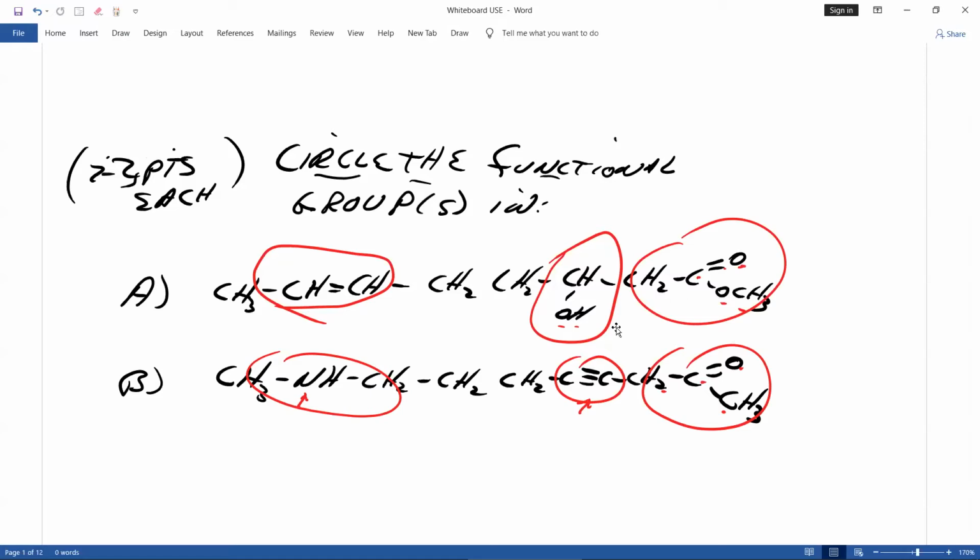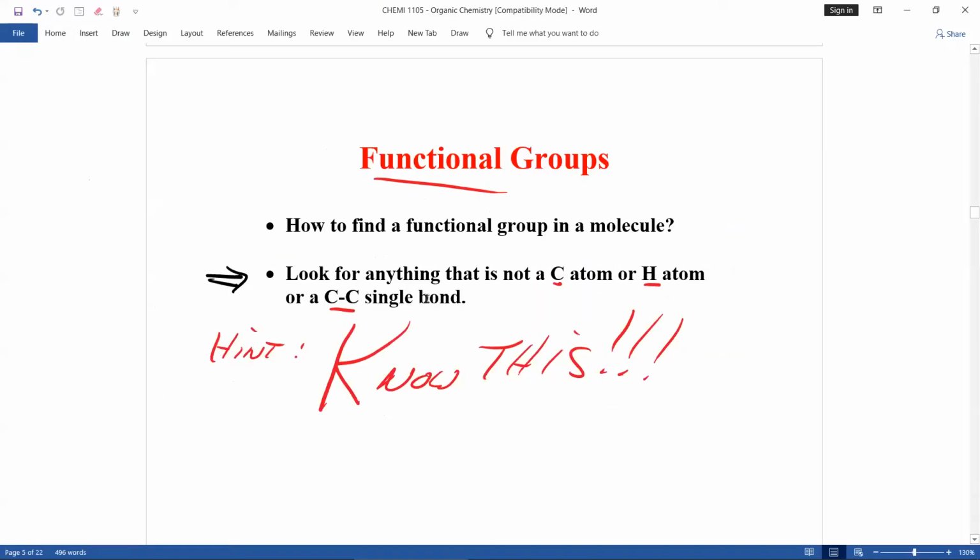And if your circle's a little off, all right. One of your colleagues asked, how do you determine a functional group? Good question. And let's go back. You look for anything that's not a carbon atom, the letter C, or a hydrogen atom, the letter H, or a carbon-carbon single bond, one line between two carbons. If you see two or three lines, carbon to another letter, that also will be a functional group.